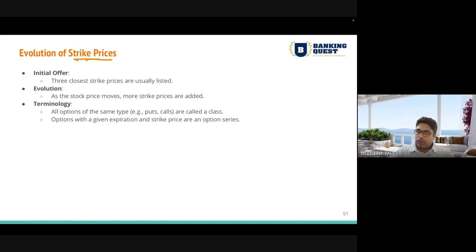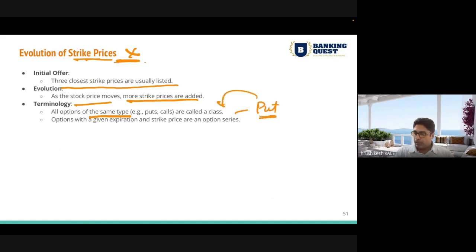How do strike price or exercise price evolve? Initially, the three closest strike prices are usually listed. As the stock price moves, more strike prices are added. All options of the same type are called a class. All put options are called the put class, and all call options are called the call class. Options with a given expiry and a strike price are called an option series.